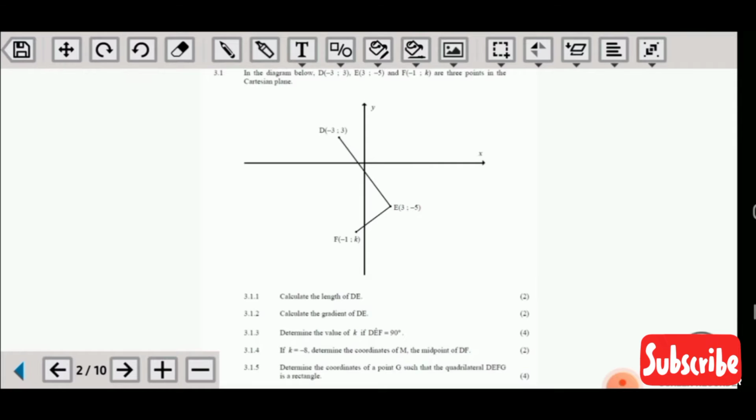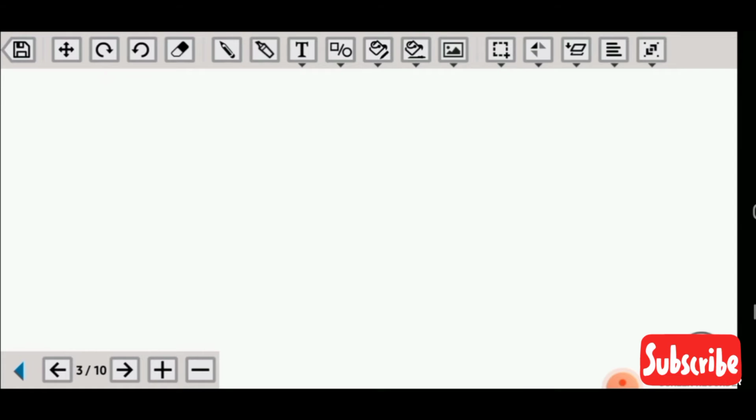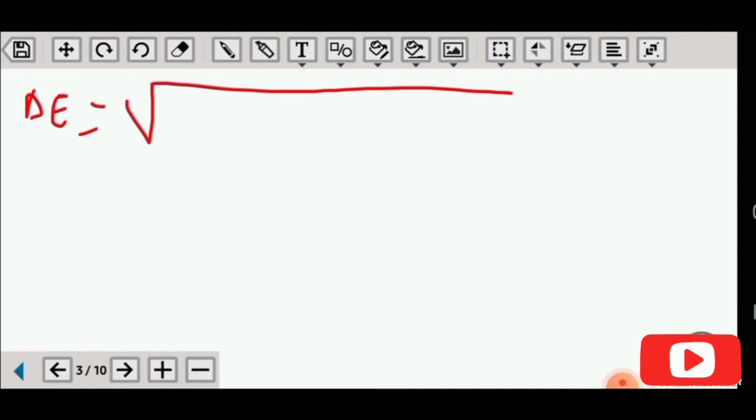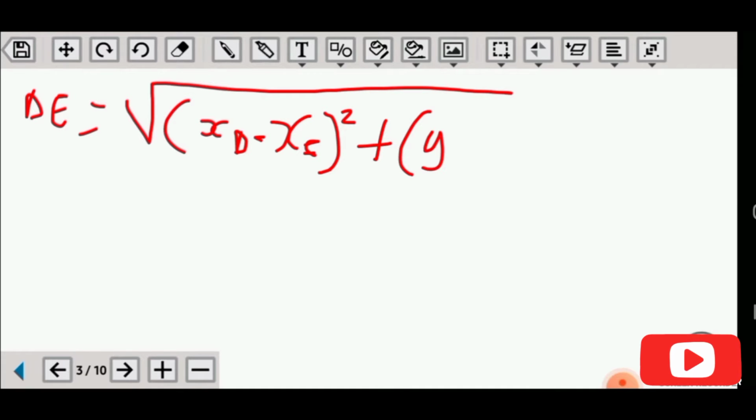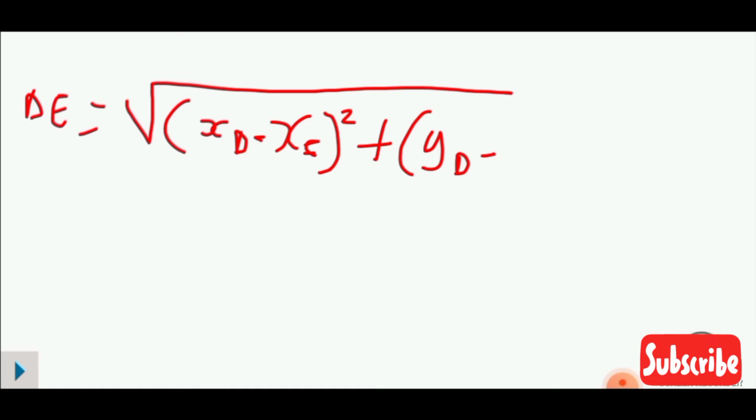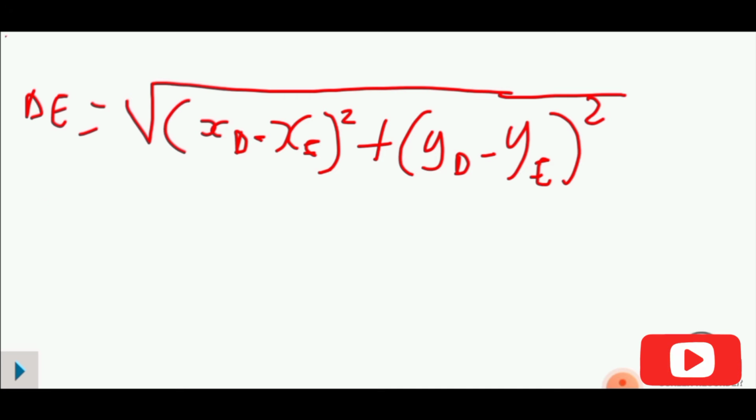So the length formula goes as follows. DE is equal to the square root of (XD minus XE) squared plus (YD minus YE) squared. So all we have to do now is just substitute the numbers into this formula.